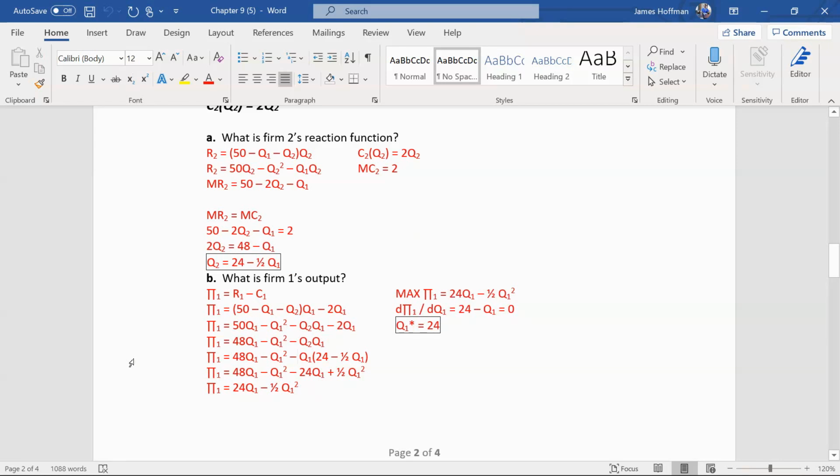Alright, that's what we're doing now. 48 Q1 minus Q1 squared minus Q1 times Q2, which is going to be firm 2's reaction function, 24 minus 1/2 Q1. So we get 48 Q1 minus Q1 squared minus 24 Q1 plus 1/2 Q1 squared. And then the next step, it simplifies nicely to the profit of firm 1 is 24 Q1 minus 1/2 Q1 squared. All right, so it simplifies to something a little easier.